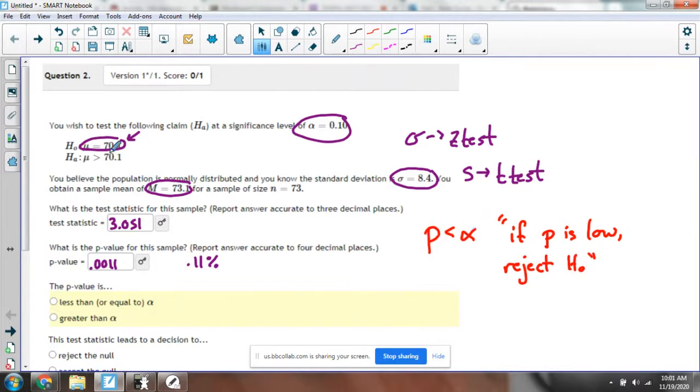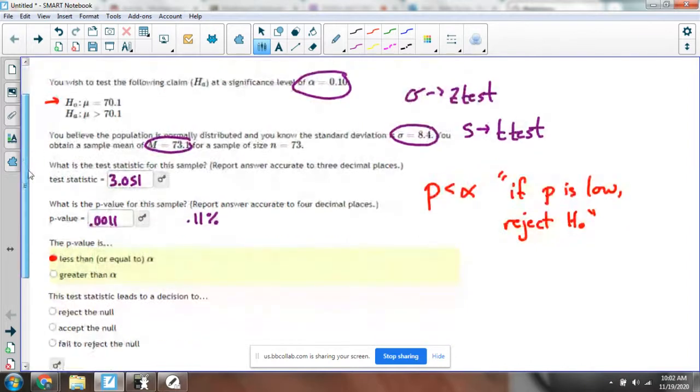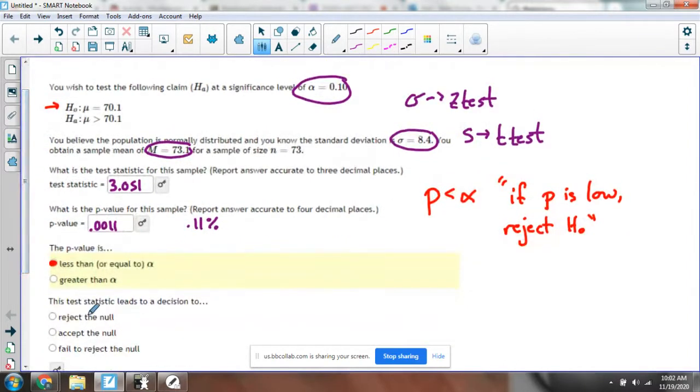So P is lower than alpha, so we're going to reject the null hypothesis. We're going to reject this. Okay? So you'll see that, well, here we go. P is less than or equal to alpha. And then there's three options here. It says you can reject the null, accept the null, or fail to reject the null.